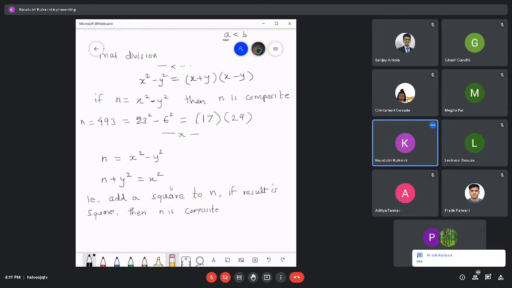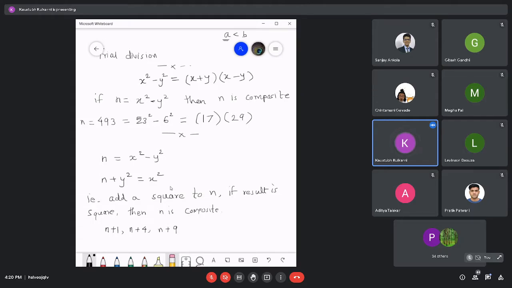Yes. So what you will do, you will take n and start with the smallest square. You do n plus 1, check whether n plus 1 is a square. 493 plus 1 is not a square. Second, n plus 4, you add all the square terms. N plus 4 is 497, still not a square.